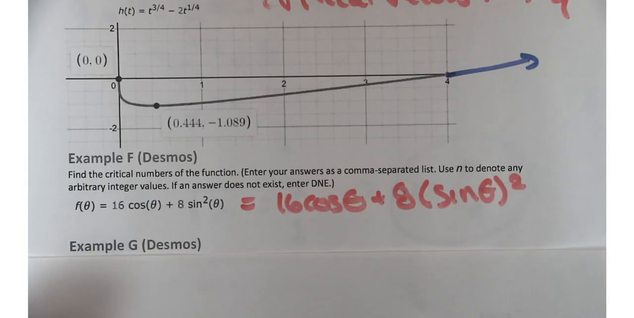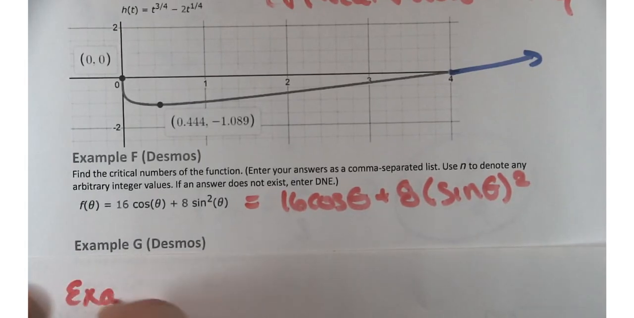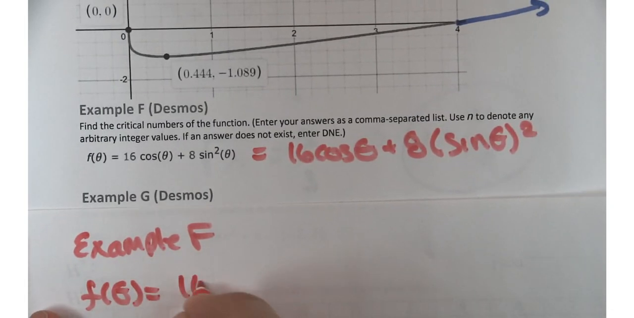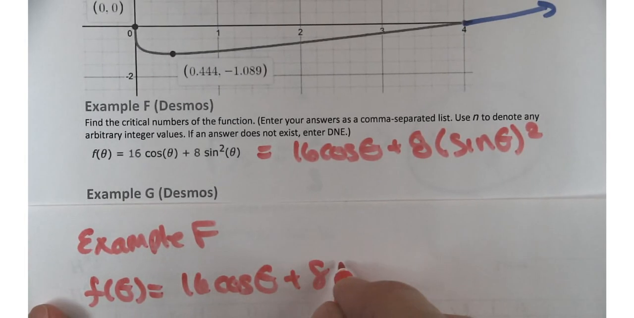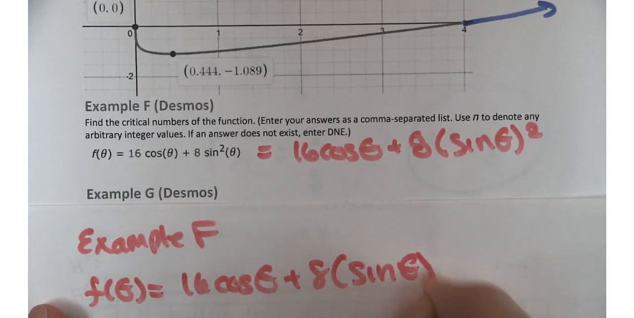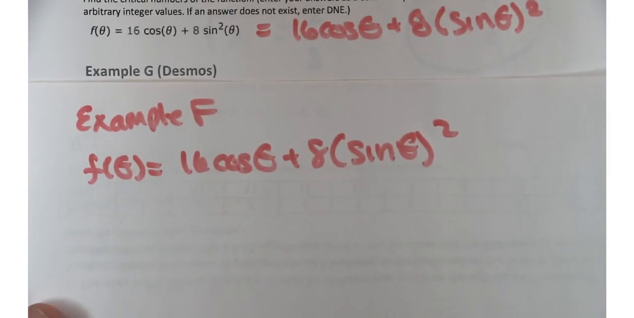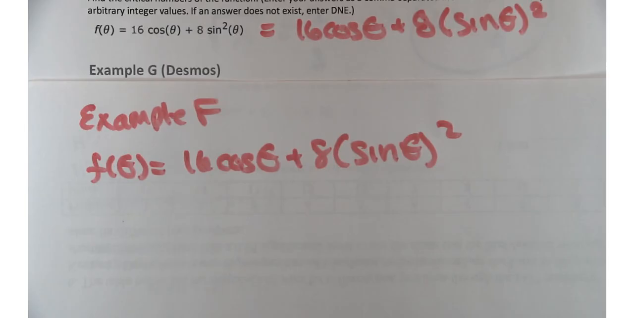So example F. We've got f of theta equals 16 cosine of theta plus 8 times, I'm just going to write it as sine of theta squared. Take your best shot. Do the derivative. See what you can come up with. So if you're watching this later, you can pause the video.